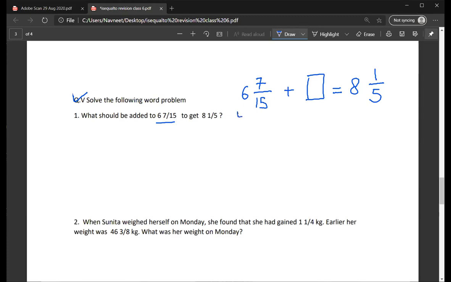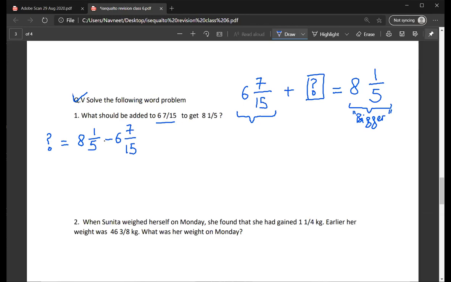Mr. Sarthak, when you look at this number and you look at this number, which is the bigger number? So 8 1/5. Correct. So this is a bigger number. The first thing to understand is that you should be able to make out the bigger number. So if I want to find this answer, what I need to do is subtract 6 7/15 from 8 1/5.